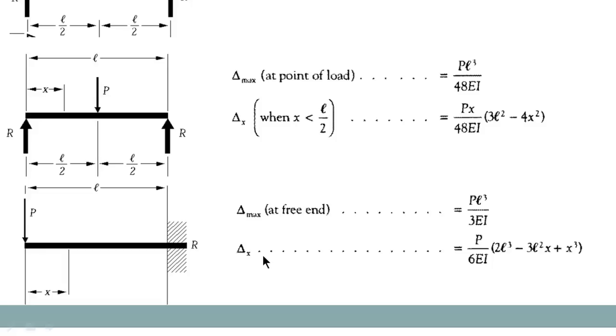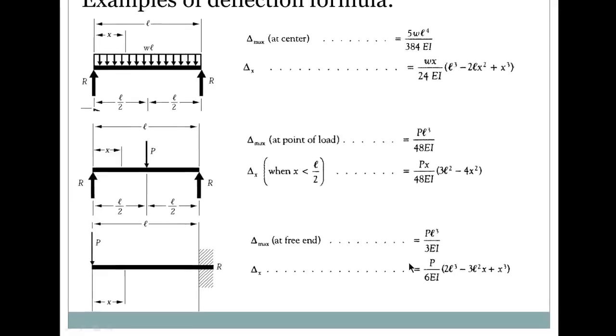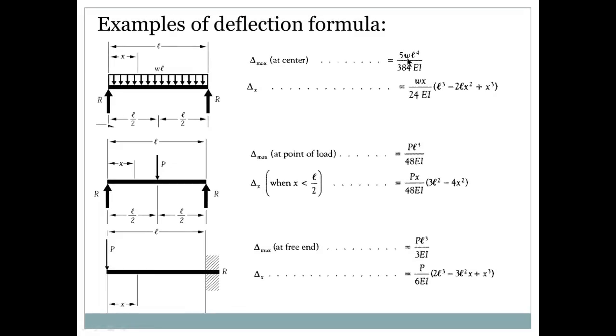Okay, the third example is the cantilever beam. We have the P acting at the free end, and delta max at free end, of course, is PL³/3EI, and delta x, taking x from left to right, is calculated using this equation. In all of these equations, you're going to see the load, W or P, you'll have a length, L, you have an E, that's the material properties, and you have an I, that's the cross section. Okay, our goal tonight is to get the expressions I just mentioned.